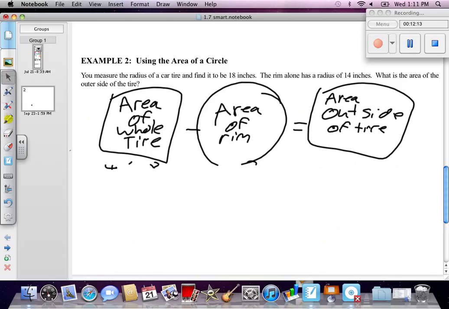You measure the radius of a car tire and find it to be 18 inches. The rim alone has a radius of 14 inches. What is the area of the outer side of the tire? Okay, so the whole tire's area is going to be, what's the radius of the whole tire? 18 inches. So if we want to find the area, we're going to go pi 18 squared. We're going to subtract the area of the rim. Okay? So that's pi with the radius of the rim, 14. And that's going to give us the total outside area of the tire.